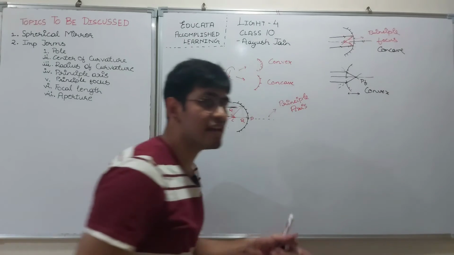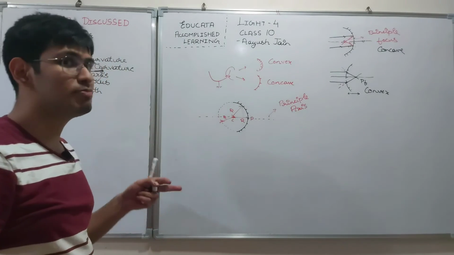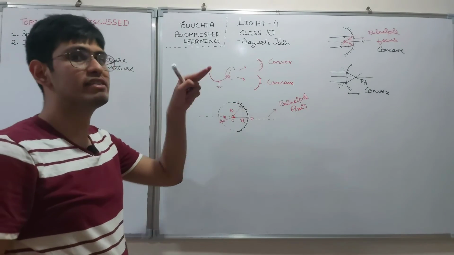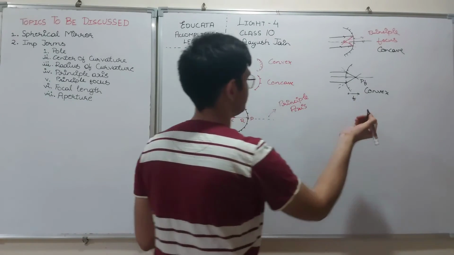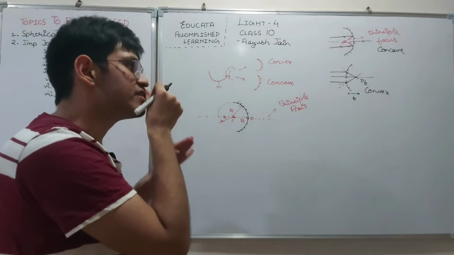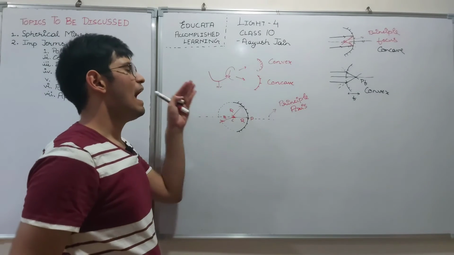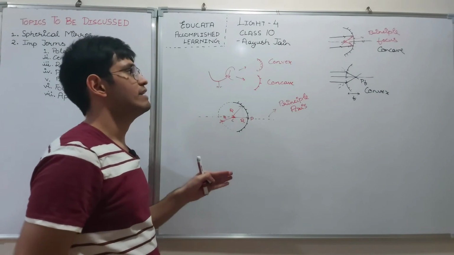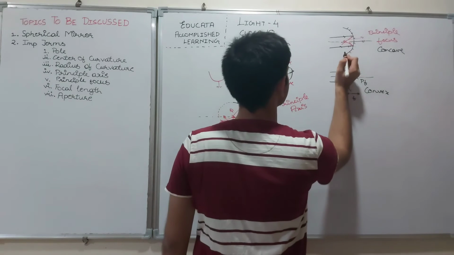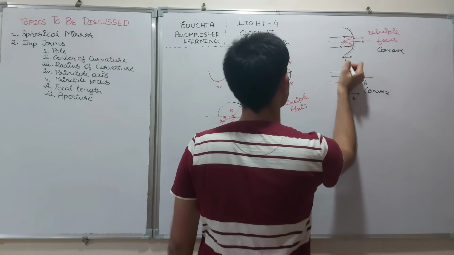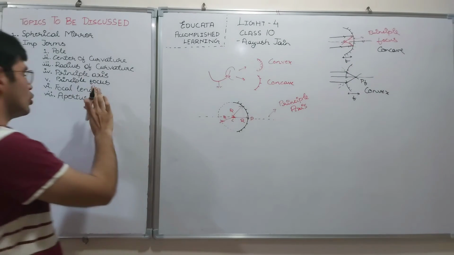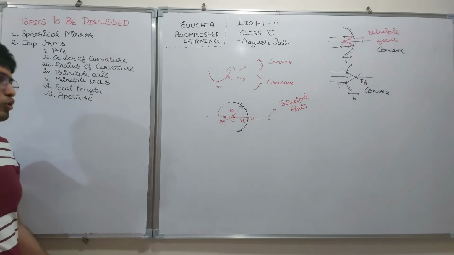Okay, so the distance that you get, that is present between the pole and the principal focus, is known as the focal length. Okay, the distance between the pole and the focus is known as the focal length. In this case also, similar thing. Distance between this point and this point, this is known as what? This is known as the focal length. Okay, so I think that focal length is also clear.